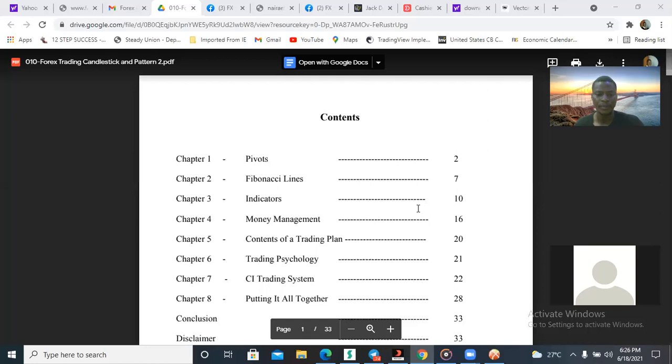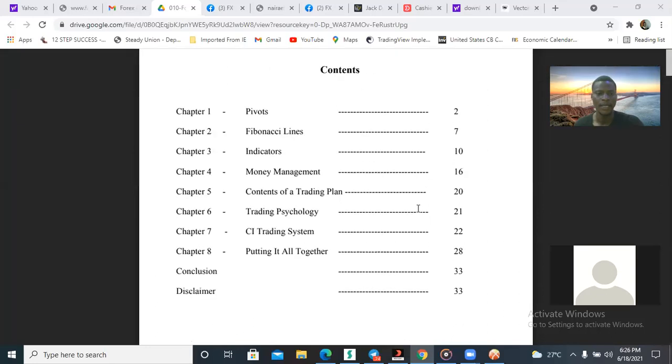Okay, so on our last session of the class, which you can see, pivot point, Fibonacci line, indicators, money management, contents of a trading plan, trading psychology. These are the last parts of the trading. And it's very, very important, the money management, because when it comes to trading, we are dealing with money here. When anything you are doing as a business involves money, decisions can change anytime.